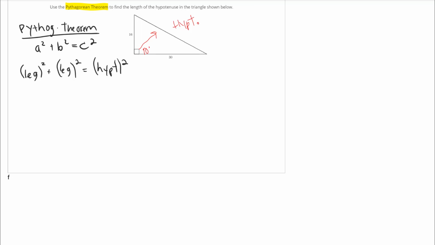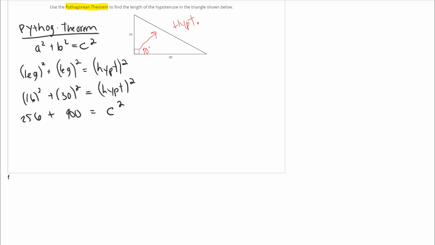So then I go ahead and plug in numbers. So I would have 16 squared plus 30 squared is equal to the hypotenuse squared. Well, I don't know what the hypotenuse is, so we can just go ahead and give it a variable. So if I have 16 squared, that's going to give me 256. And if I have 30 squared, that's going to give me 900. And let's call the hypotenuse c.